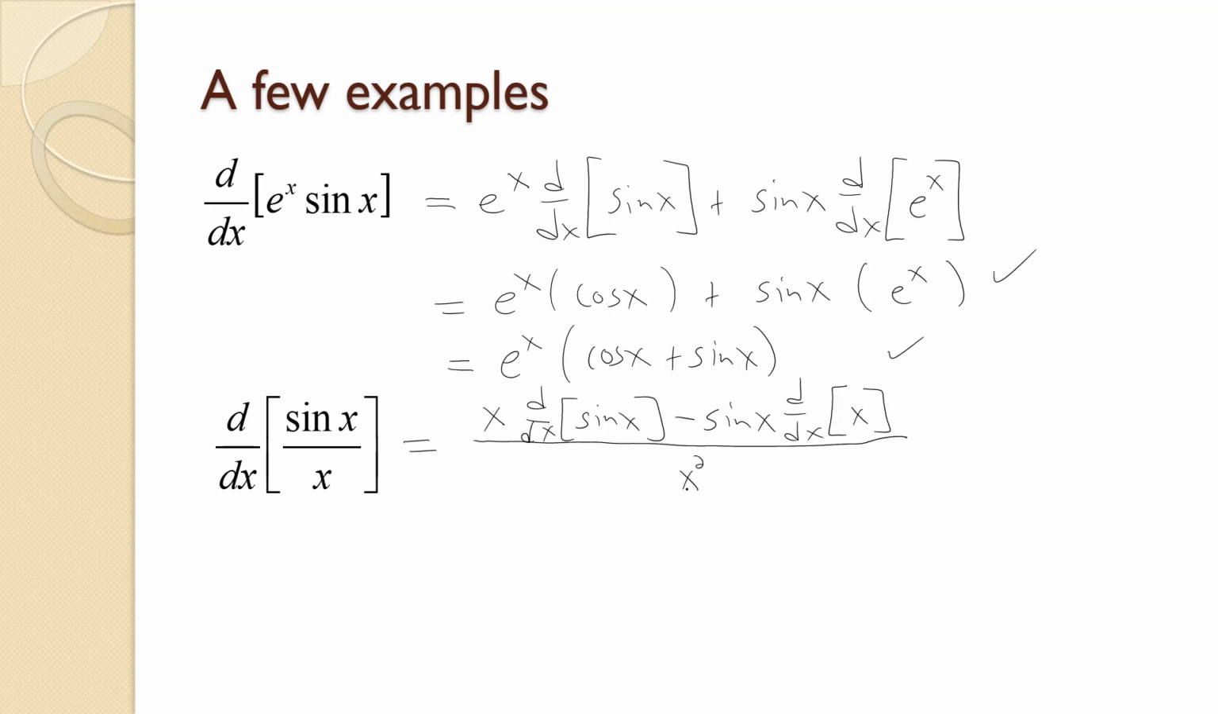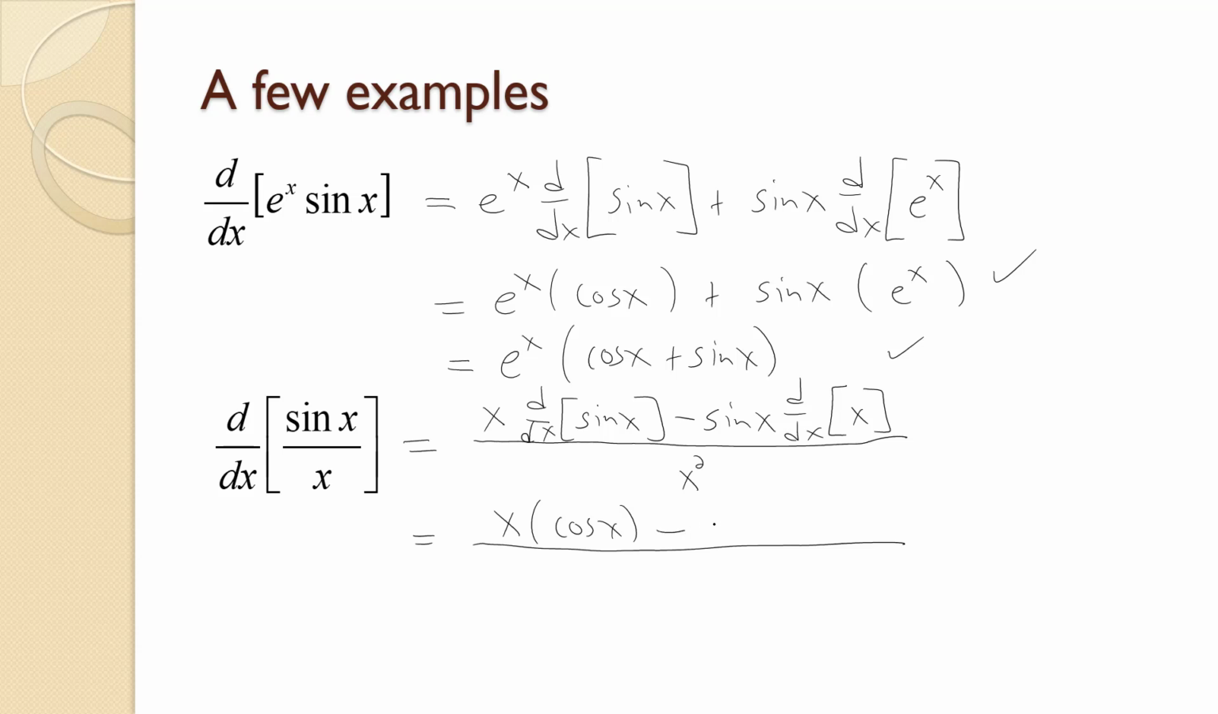And notice I'm putting that right under where the subtraction is. So think of it like a balanced seesaw. Some people also will say low d high minus high d low in order to remember the way the quotient rule works. Now that is equal to, big long division bar, you have an x, and the derivative of sine of x is just the cosine of x.